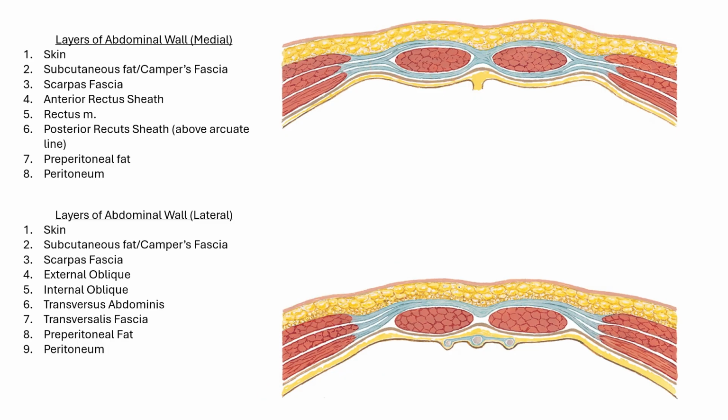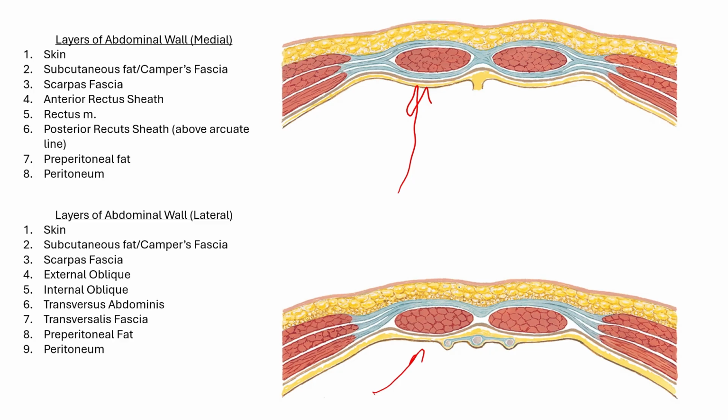If you recall in the last slide, I mentioned a landmark called the arcuate line, which is found approximately halfway between the umbilicus and the pubic symphysis. This line represents the inferior limit of the posterior rectus sheath. If you see in this image right here on this slide, you could see that the posterior rectus sheath is present in this upper portion, but in this lower image, the posterior rectus sheath is missing. This illustrates the layering superior and inferior to the arcuate line.